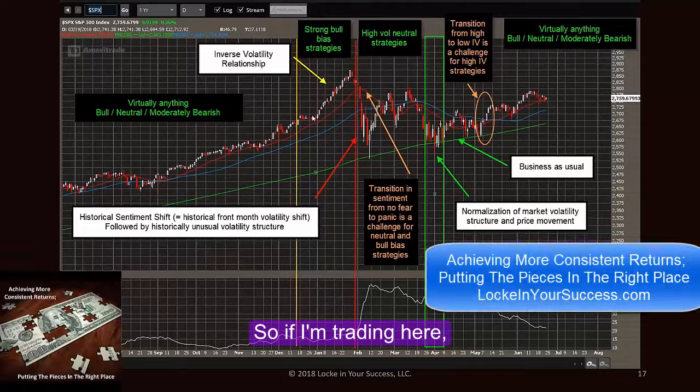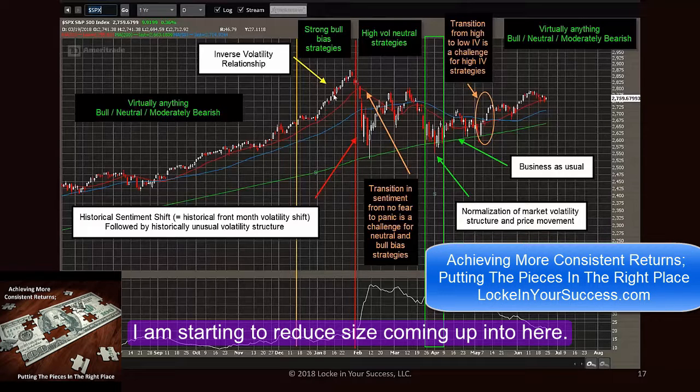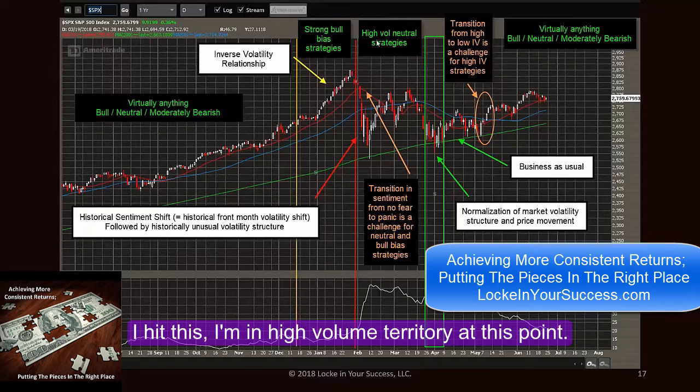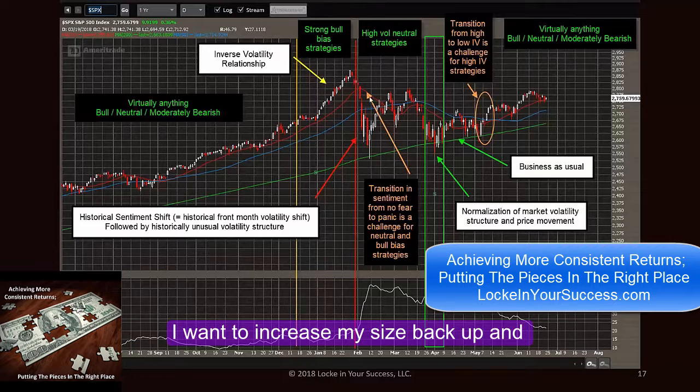So if I'm trading here, I am starting to reduce size coming up into here. I hit this, I'm in high volume territory at this point. I want to increase my size back up and go into a high volatility trade. I'd also be knowing at this point that this trade had taken multiple losses. And I have a high volatility, and this is why I track trades, by the way.